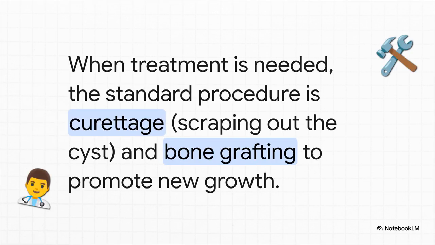So what's the resolution here? Well, for a lot of small cysts that aren't causing any problems, doctors might just keep an eye on them. But if a cyst is big or painful or looks like it might cause a fracture, then treatment is usually surgery. The standard go-to is a procedure called curettage and bone grafting. A surgeon goes in, carefully scrapes out the lining of the cyst, and then fills that empty space with bone graft material. That graft acts like a scaffold, helping new, healthy bone to grow and fill in the hole.